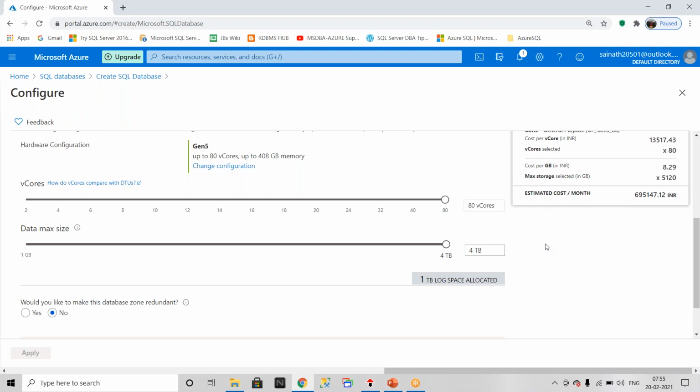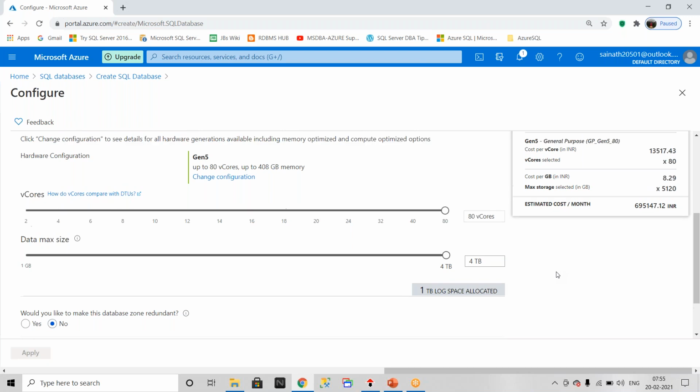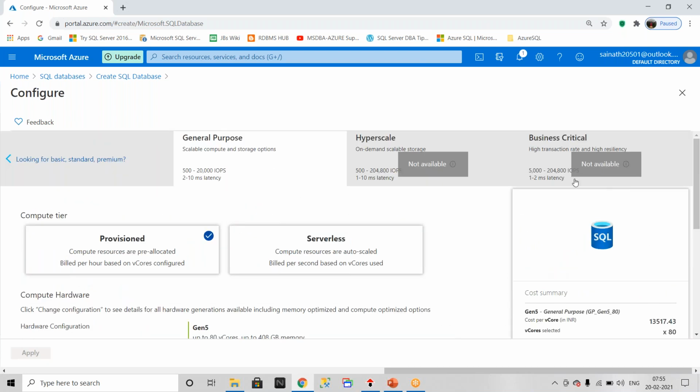4 TB. Okay, so your 4 terabytes. So maximum, when you go for general purpose, it will support up to 80 vCore, and max you can keep 4 terabytes of your database. Got you, online people? Yes, yes. Okay. So in general purpose also, maximum you can go for 4 terabytes.